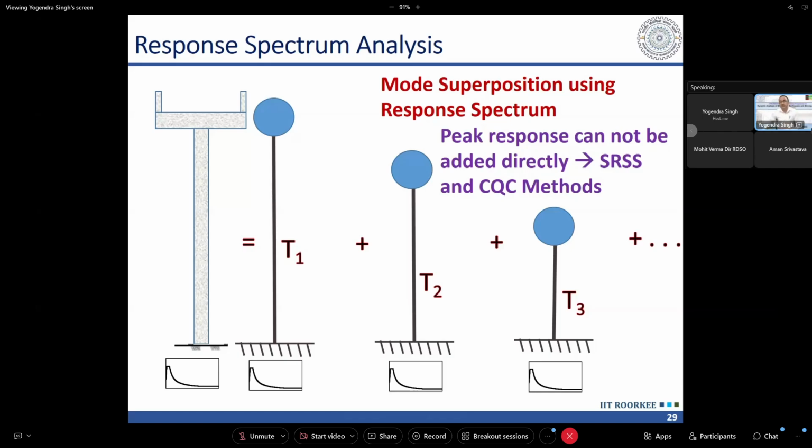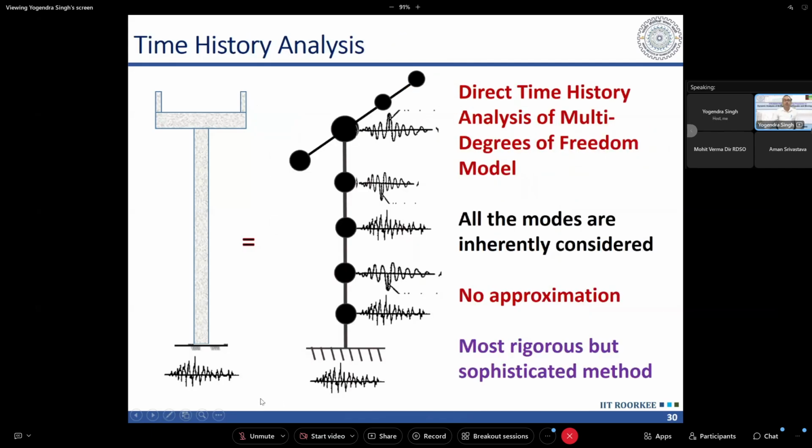So what we should do in that case? In that case, this mode superposition method, neither using response spectrum nor using time history, is valid. In that case, we have to go for direct time history analysis of our structure. So we will make a multi-degree freedom model of our superstructure, taking into account the superstructure as well as the pier, and masses will be lumped at certain nodes. So at those nodes, we will lump the mass and we will perform the time history analysis of this multi-degree freedom system together. That is why we call it direct time history analysis.